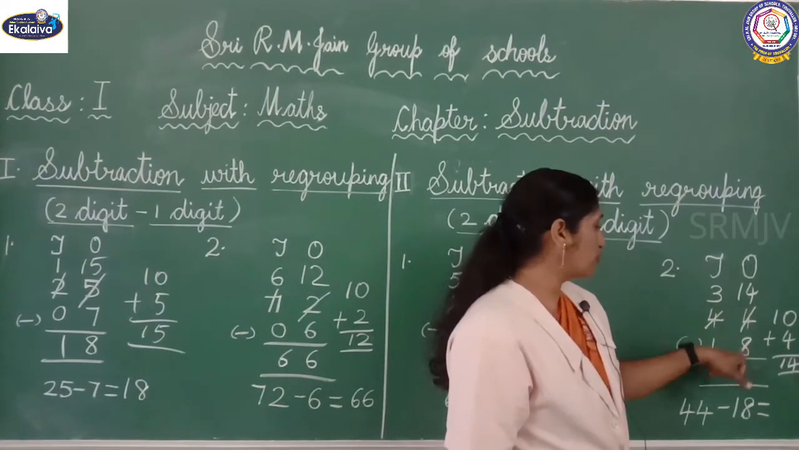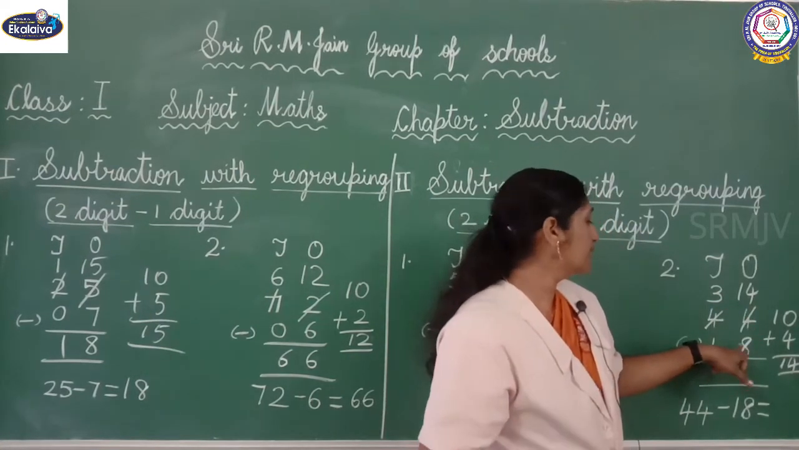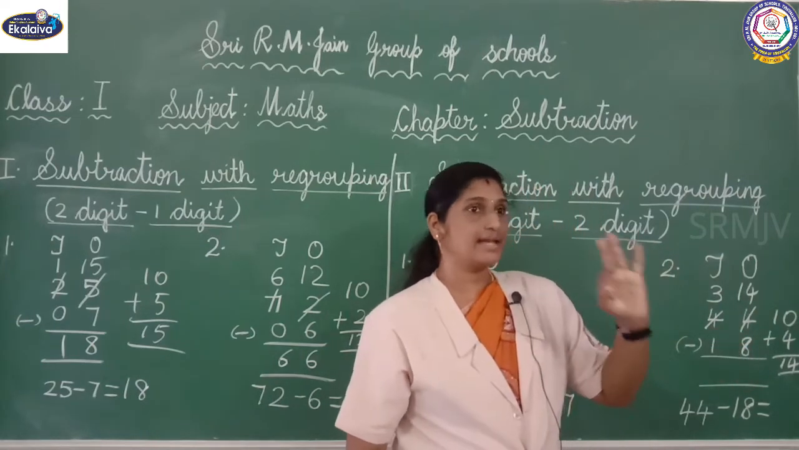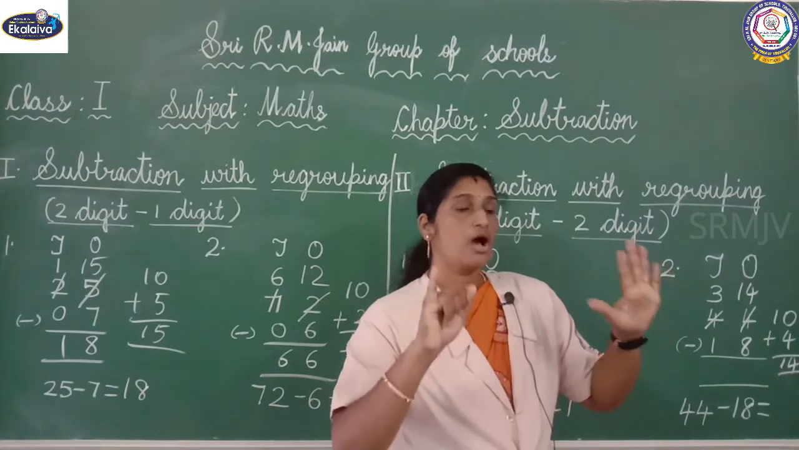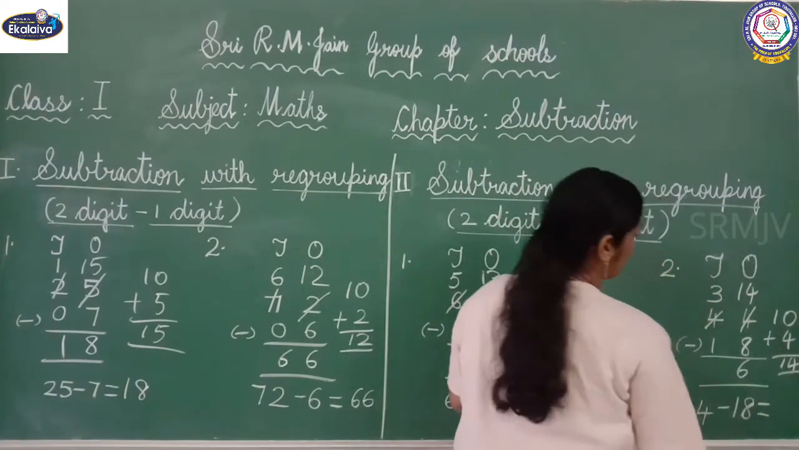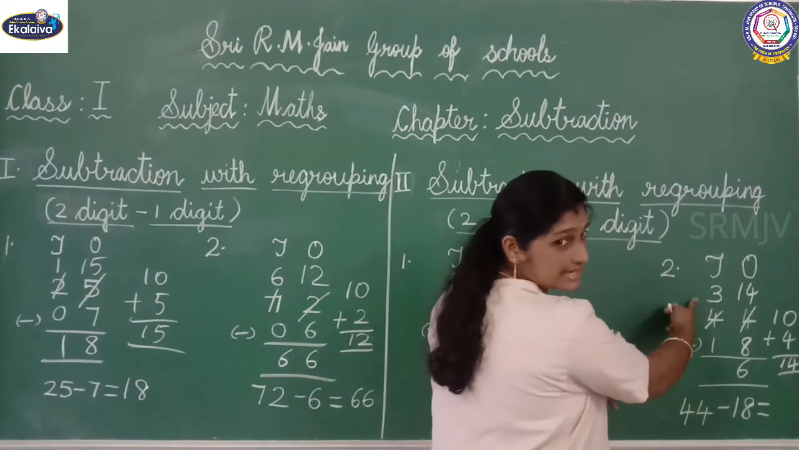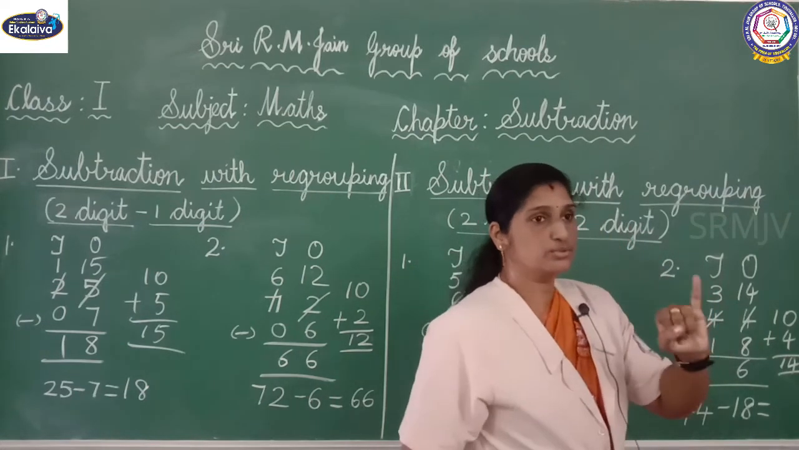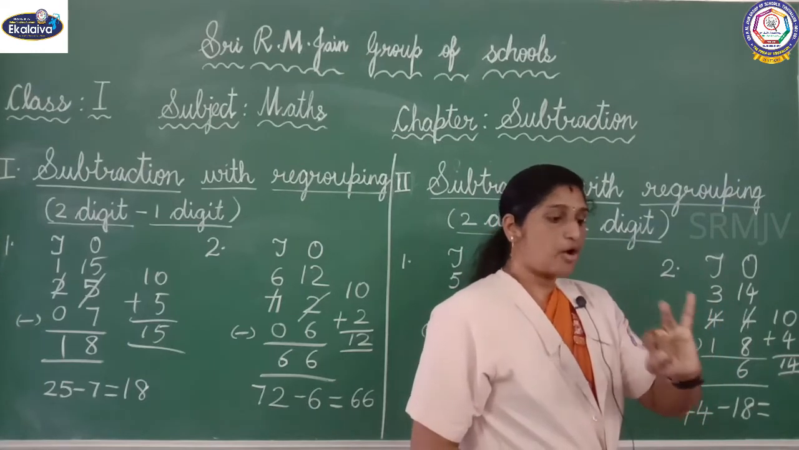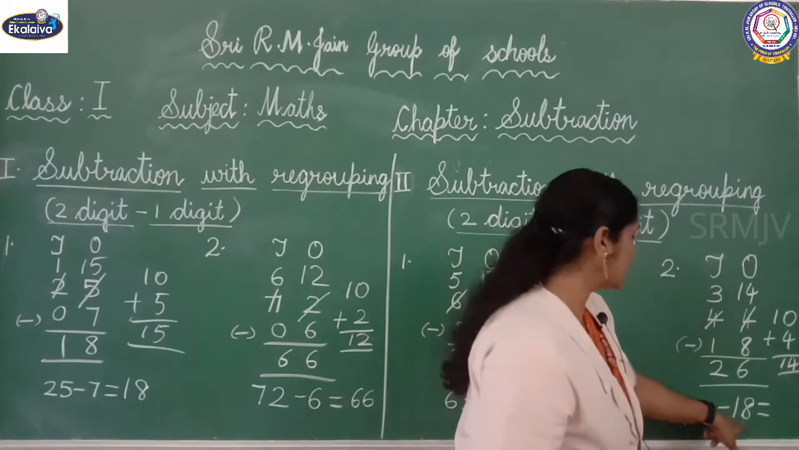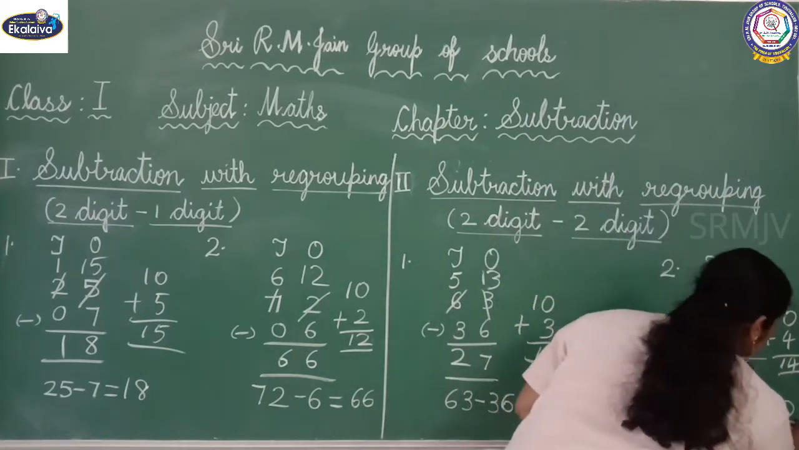Till 14 I am going to do forward counting. Keep the number 8 in the mind and 8 after 9, 10, 11, 12, 13, 14. How many fingers I have opened? 6. So write 6. And now I am going to subtract the tens. 3 minus 1. 1 in the mind, 1 after, 2, 3. How many fingers I have opened? 2. So write 2. 44 minus 18 is equal to 26 is the answer.